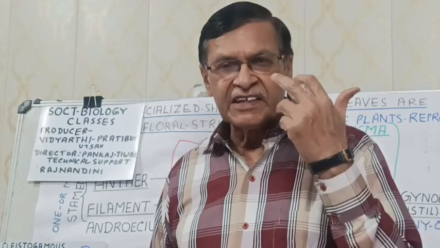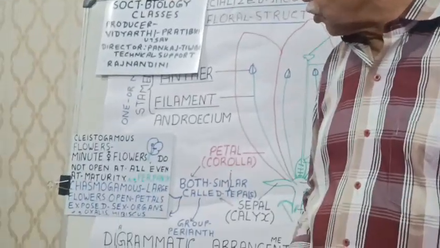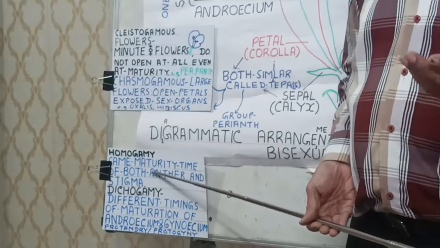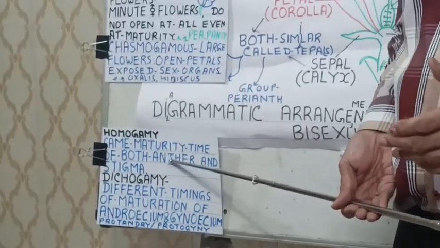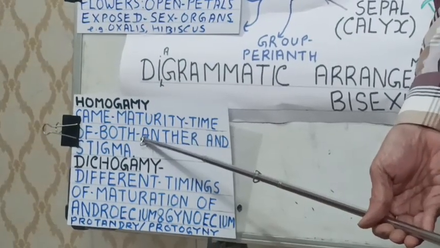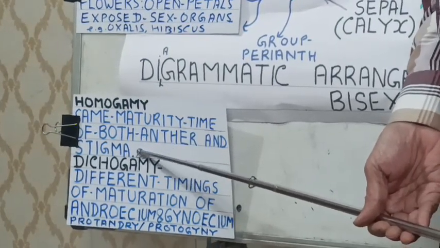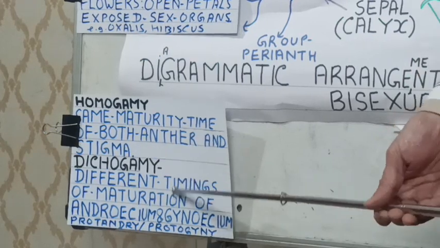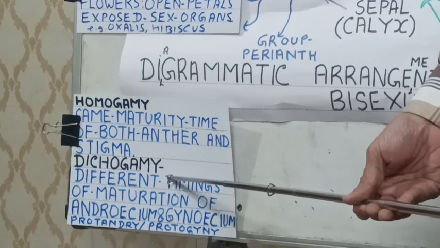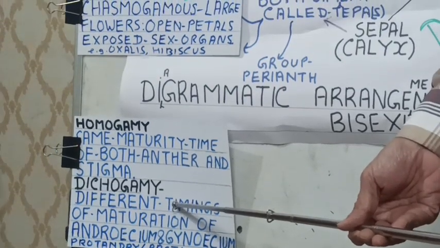There are some more technical terms. There is homogamy, where both stamens and stigma mature at the same time. So it favors self-pollination. In dichogamy, the pollen grains and stigma mature at different times.